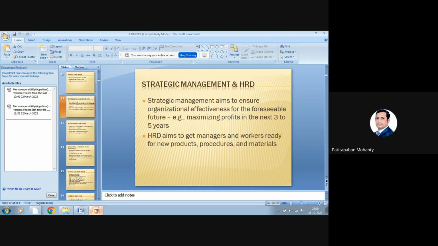The new challenging process means new products. When they launch a new product, the managers and leaders need to compete with other companies' products, because the market is so vast and tremendous that you need to be very sharp and very competitive, so that other companies' products cannot dominate your product. That's why the term strategic management has been created, and it is involved with HRD, to get managers and workers ready for new products, procedures and materials.